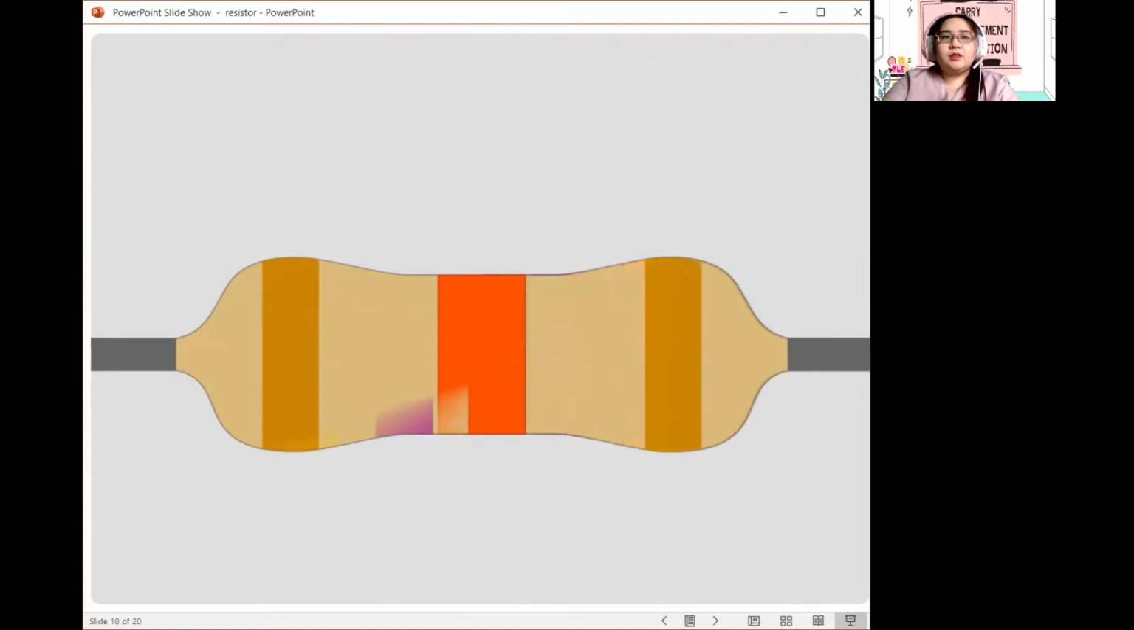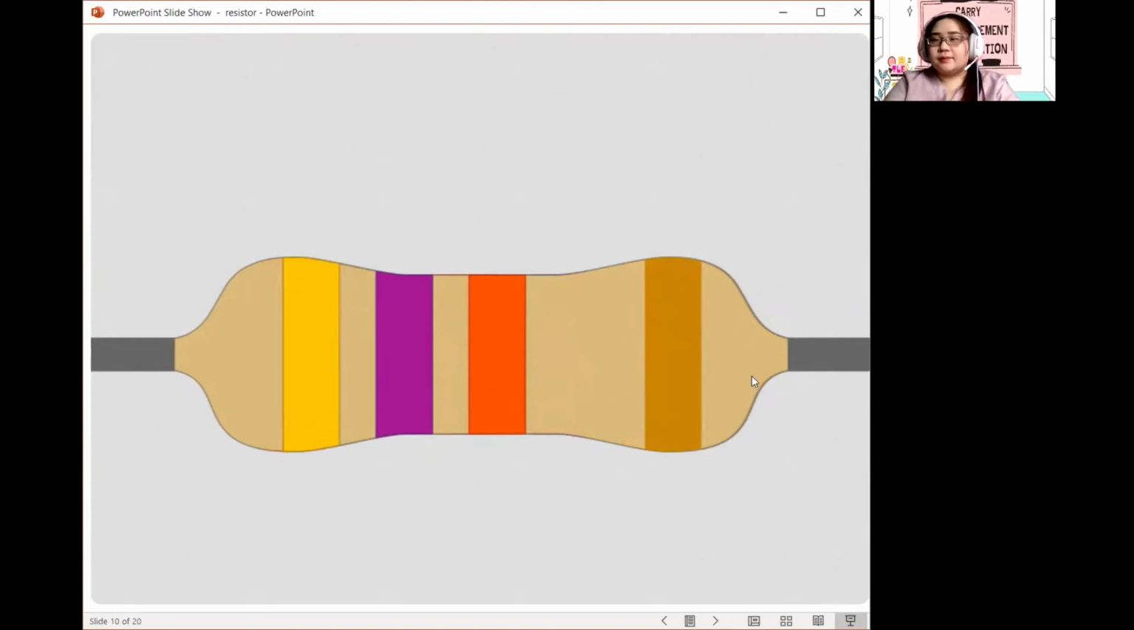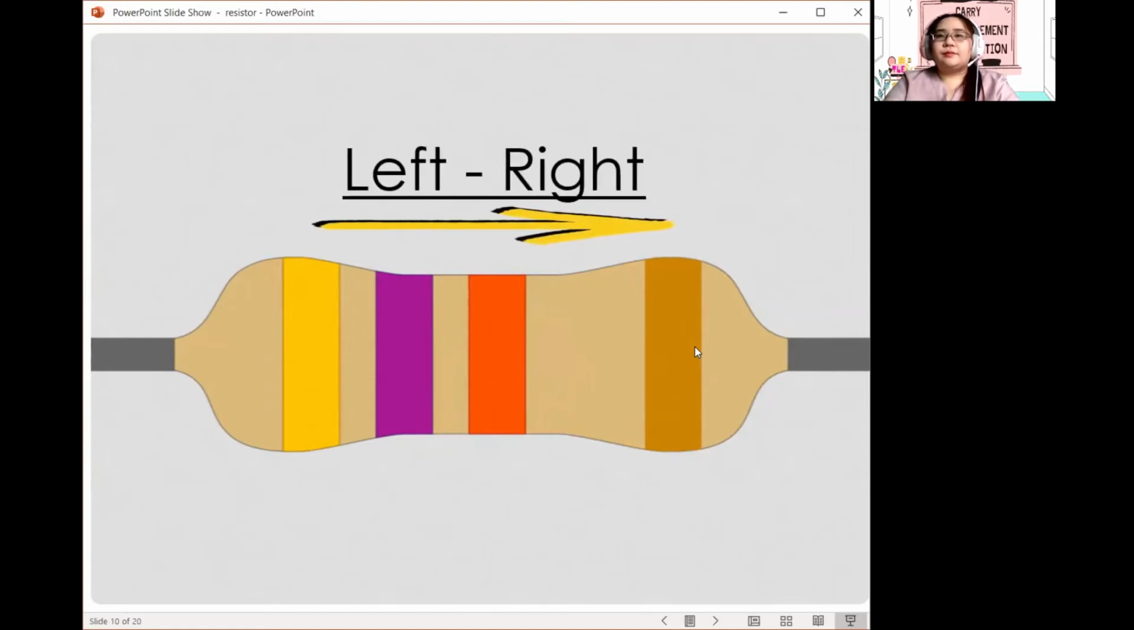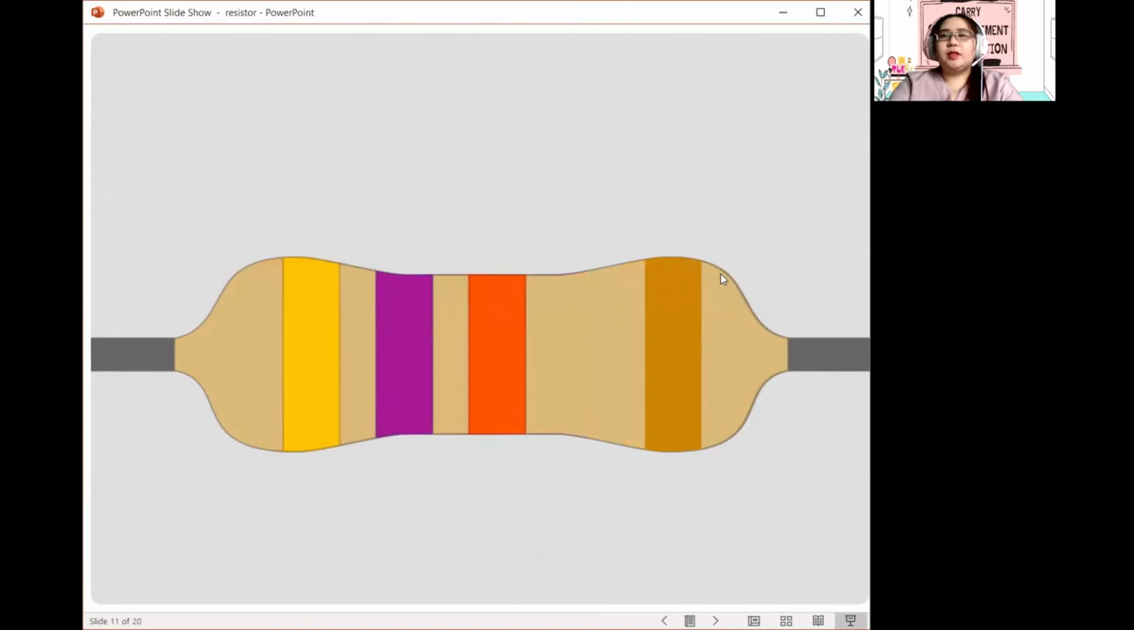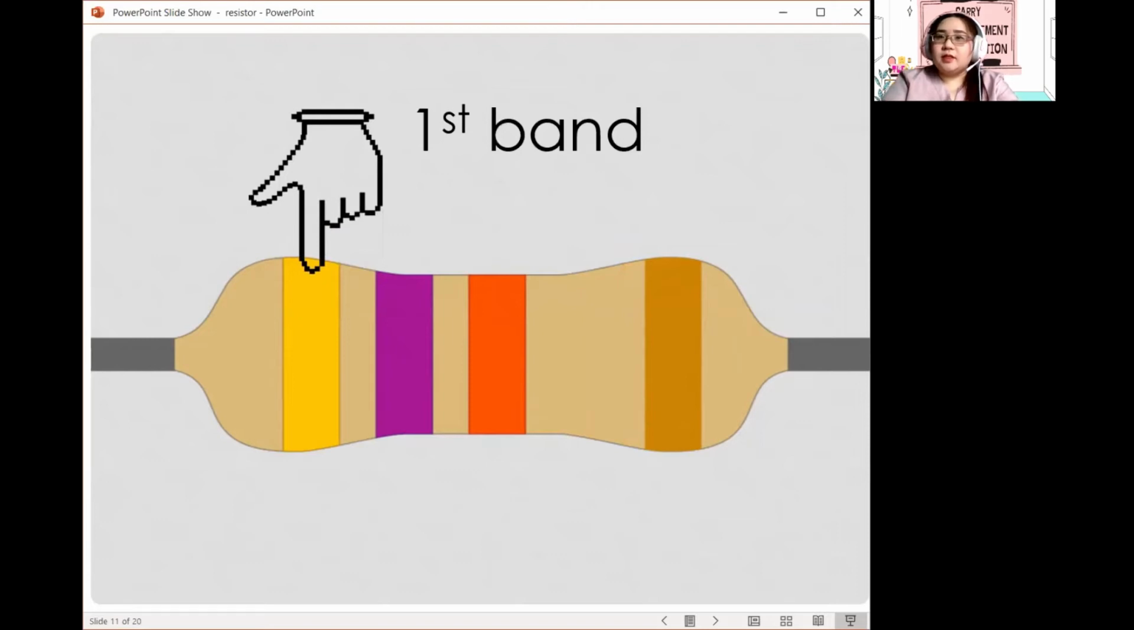Once you have determined where the gold is, you need to put the gold on the right side. Once you are done putting the gold or the silver color on the right side, we are going to read the resistor from left to right. The first band gives us the first digit of the resistor.